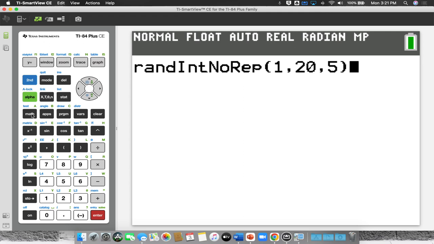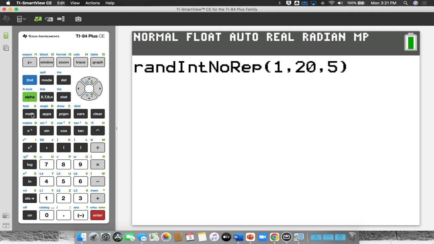Okay? 1, 20, 5. That's what you got to put in. It'll do the same thing, but mine cuts and pastes, whereas these calculators, you don't. So that's saying, I want you to start with number one and go to number 20 and pick five in there. Okay? And then hit enter.